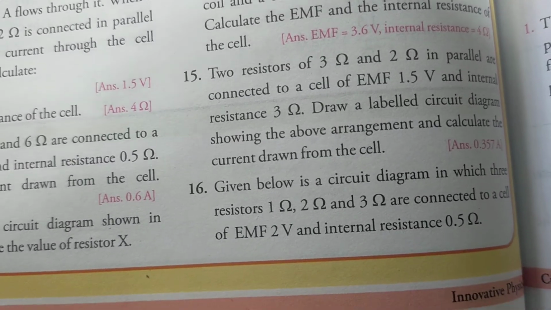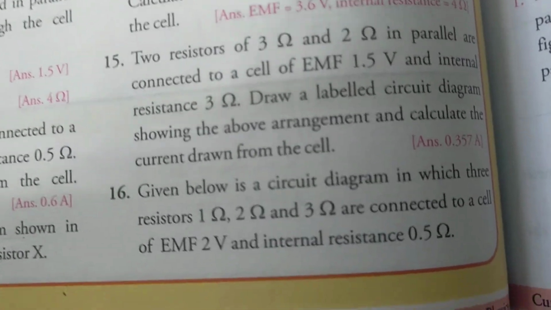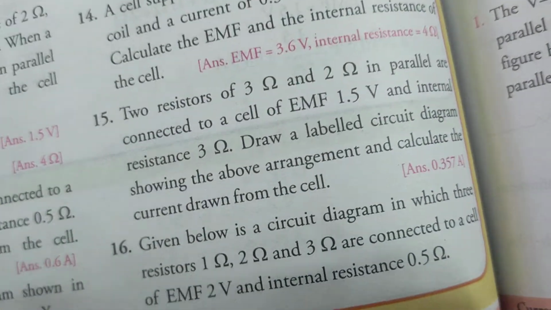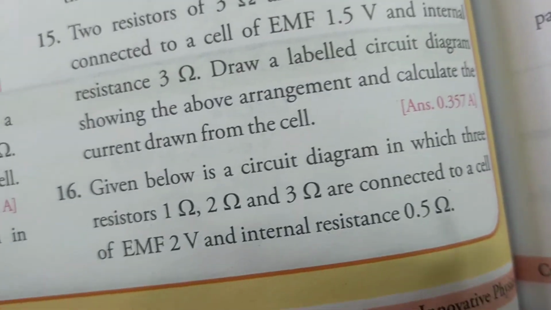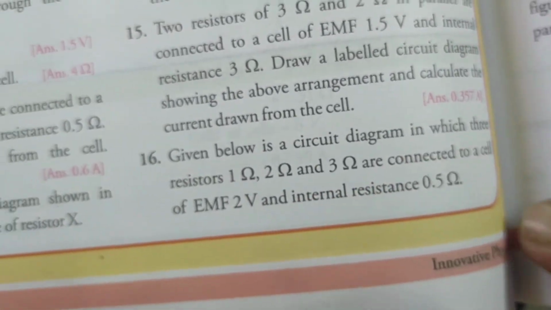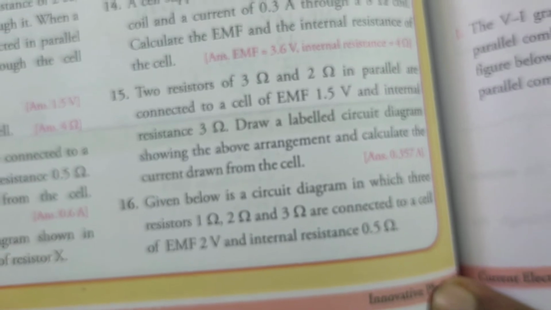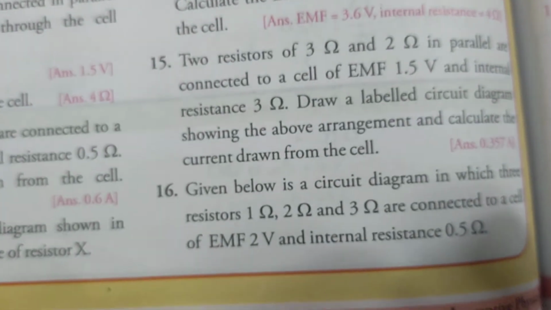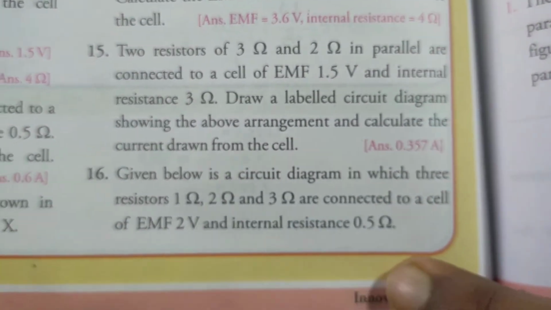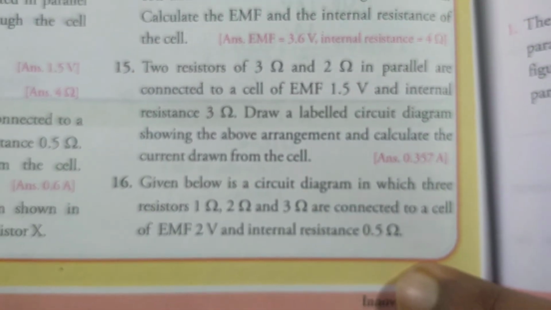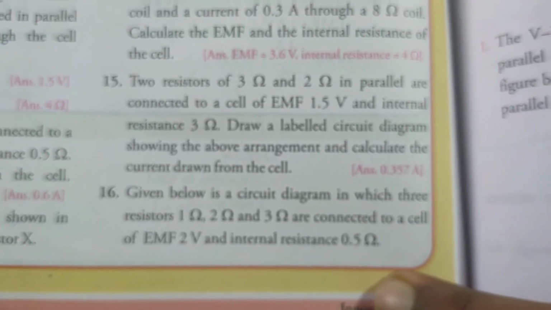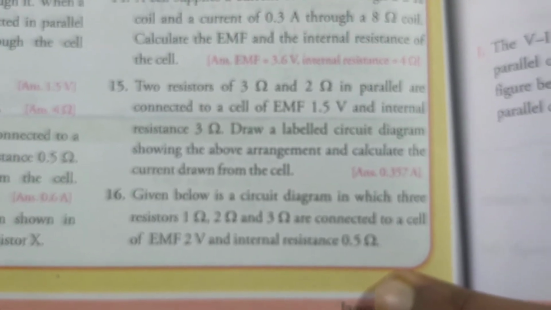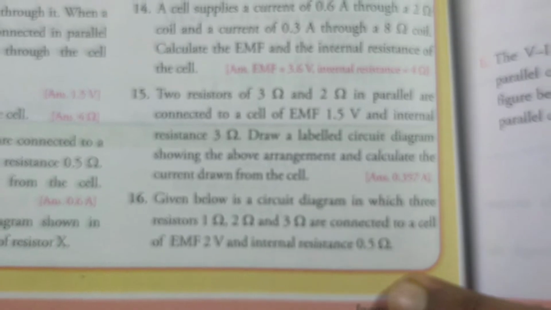Similarly, there are a few questions which you can solve by looking at today's questions which I have solved on the board. Like you see, question number 16: given below a circuit diagram in which 3 resistors 1 ohm, 2 ohm and 3 ohm are connected to a cell of EMF 2 volt and internal resistance 0.5 ohm.